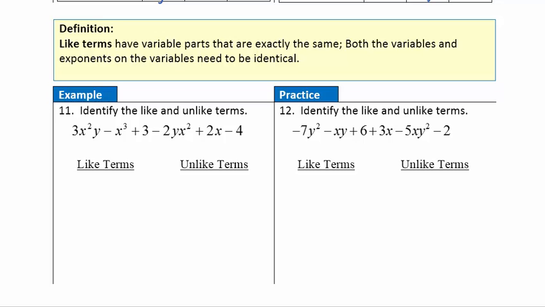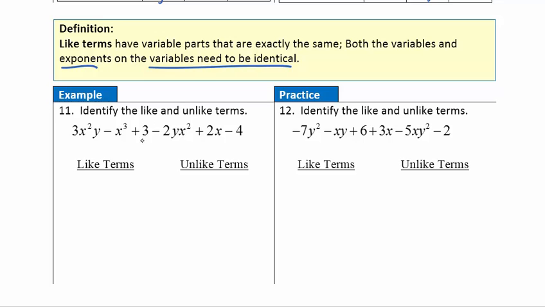Like terms have variable parts that are exactly the same. And for variable parts to be exactly the same, both the exponents and the variables need to be identical. They need to match identically. Let's take a look at an example here to help you understand this. So what I'm looking for is variable parts that are exactly the same. So that means same variables, same exponents on those variables.